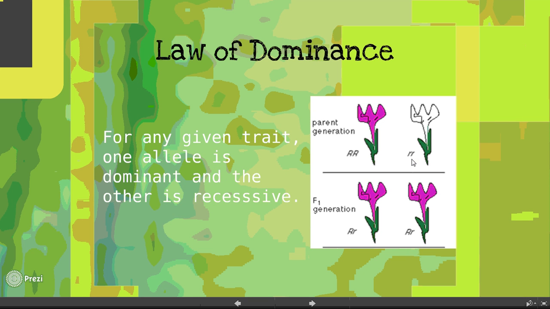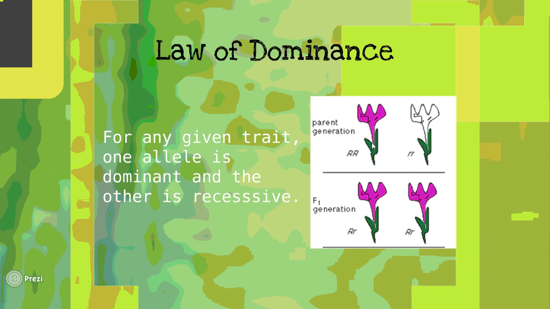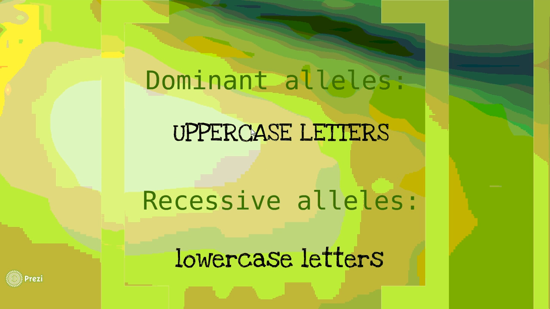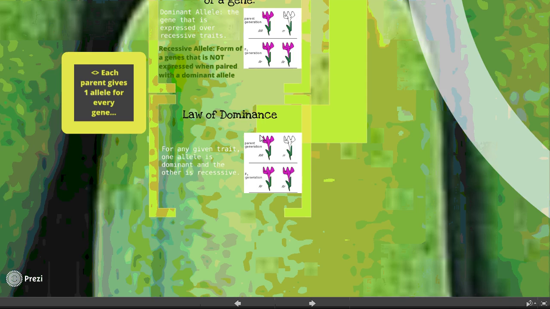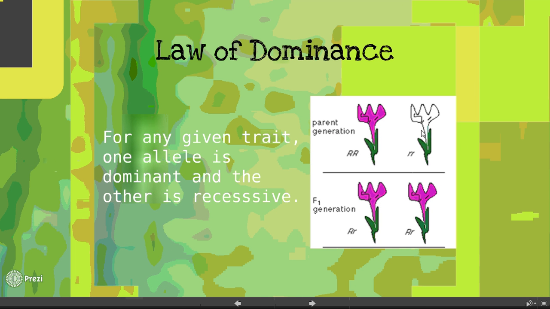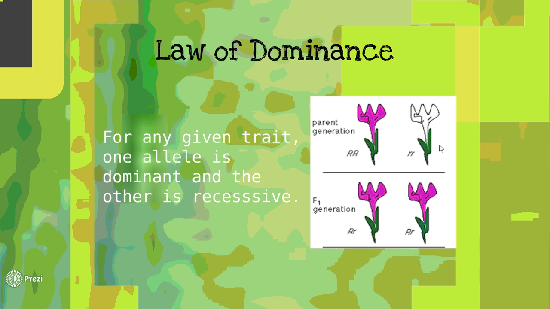This is called the law of dominance. That means that for any given trait, 1 allele is dominant and the other is recessive, and the dominant will show and the recessive will be hidden if they are both combined. We don't get a blend. So the dominant alleles we always represent with uppercase letters, and recessive alleles are represented with lowercase letters. It will be the same letter, just uppercase for dominant and lowercase for recessive. So if we're talking about pea color or flower color here, we're not going to use P for purple and W for white. We're using R's here to represent the color of the flowers, capital letter for purple, lowercase letter for white.